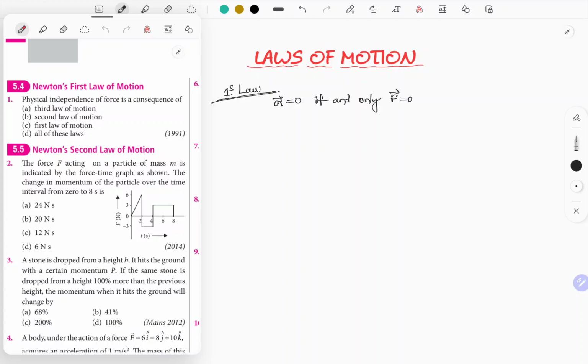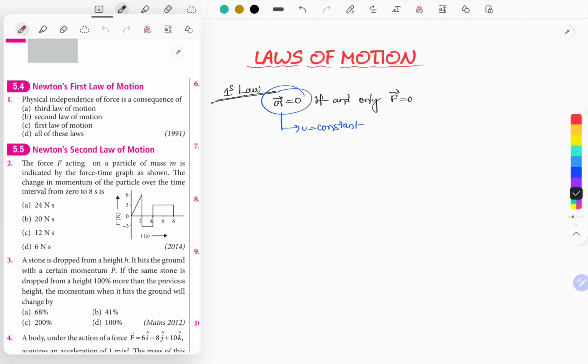So this is based on the law of inertia. Acceleration acting on that object is 0. It doesn't mean that velocity is 0. If acceleration is equal to 0, velocity of the object is equal to constant. It means the object is either at rest or initially moving with a certain velocity, then that velocity is going to remain constant throughout its motion. That is the meaning of acceleration equal to 0.